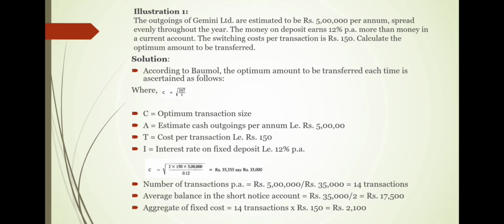Let's move on with the first problem, and this is the first illustration. The question says, the outgoings of Gemini Limited are estimated to be rupees 5 lakhs per annum, spread evenly throughout the year. The money on deposit earns 12% per annum, more than money in a current account. The switching cost per transaction is rupees 150. Calculate the optimum amount to be transferred.